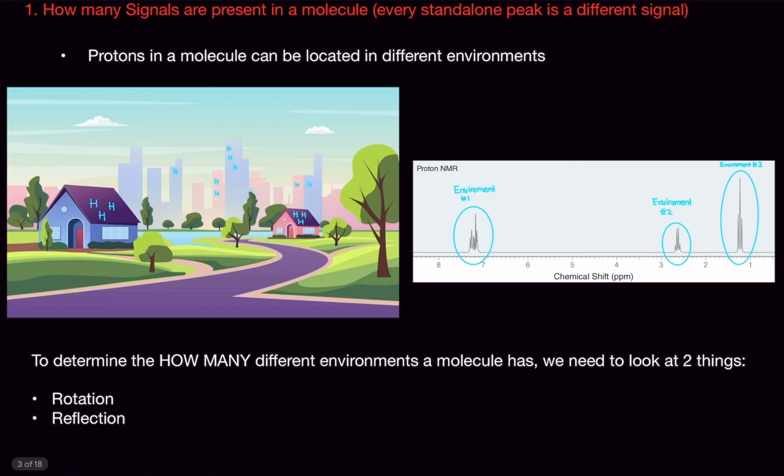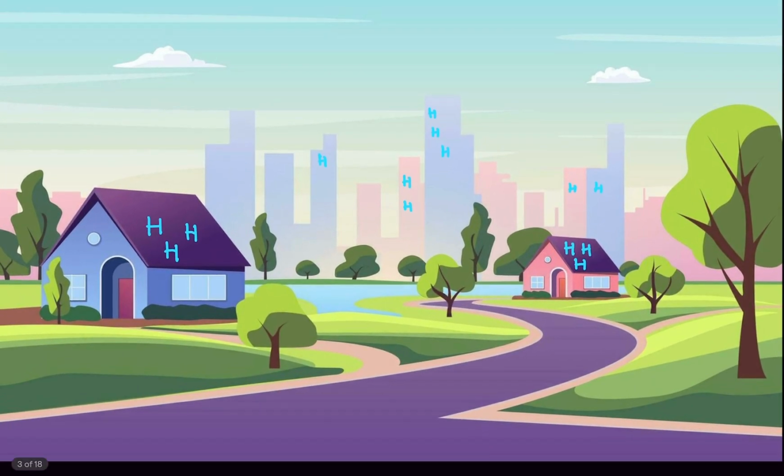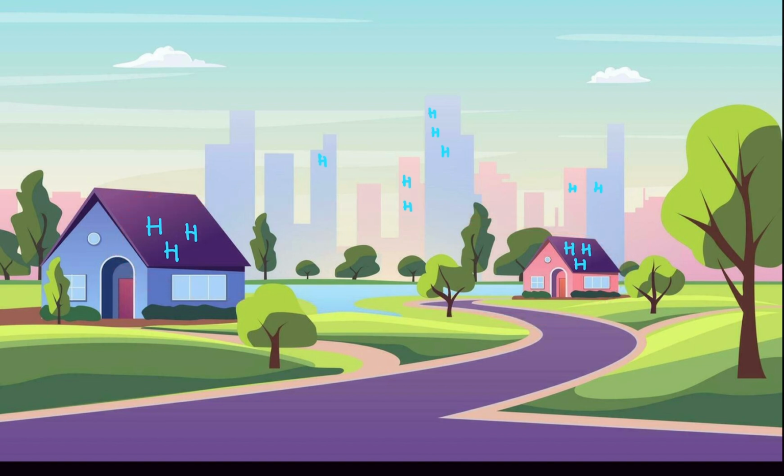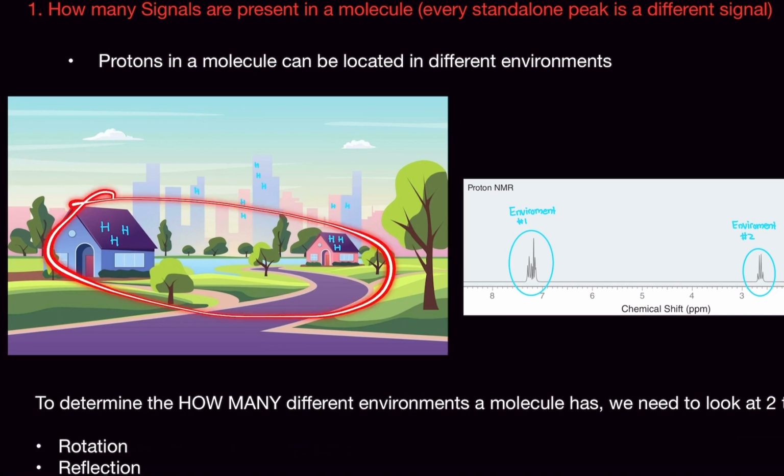So let's do that. Number 1, how many signals are present in a molecule? So protons in a molecule can be located in different environments, or different electrical environments, or chemical environments. For example, we have a city here. We have hydrogens here on this house and hydrogens here. We also have hydrogens in the city. I could say these hydrogens on the houses are the same environment. The ones in the city are in the same environment to themselves, but the ones compared to the houses in the city are not in the same environment, right? We're in the suburbs here, and here we're in an urban environment, so different environments.